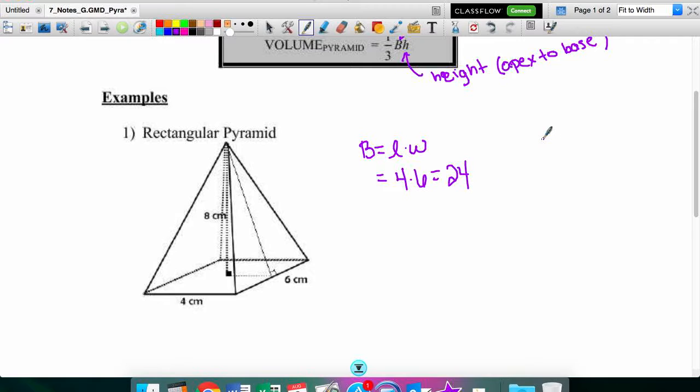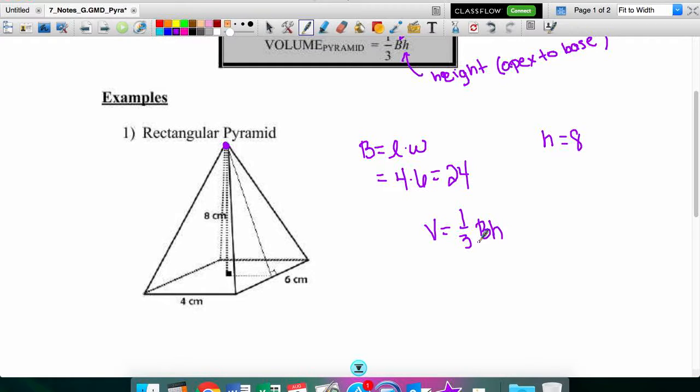The height of our pyramid is going to be the perpendicular length from our apex, which is right here in purple, perpendicular to the base. So it's actually going to be this vertical length, which is going to be 8. So this is also given to us. So we have our base area and our height of our pyramid. To find the volume, it's going to be 1/3 base area times the height.